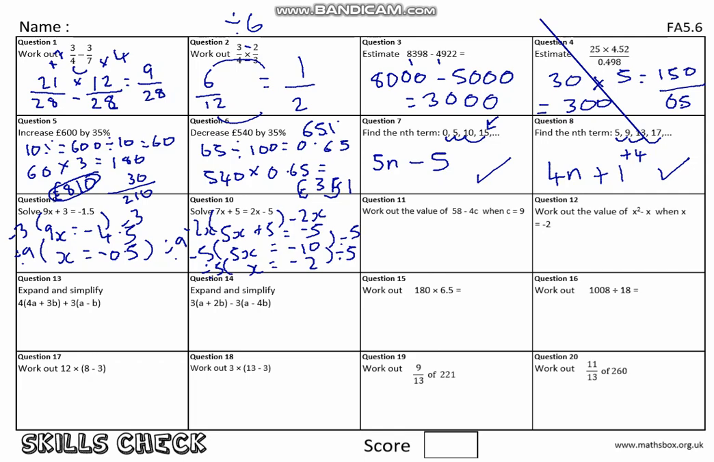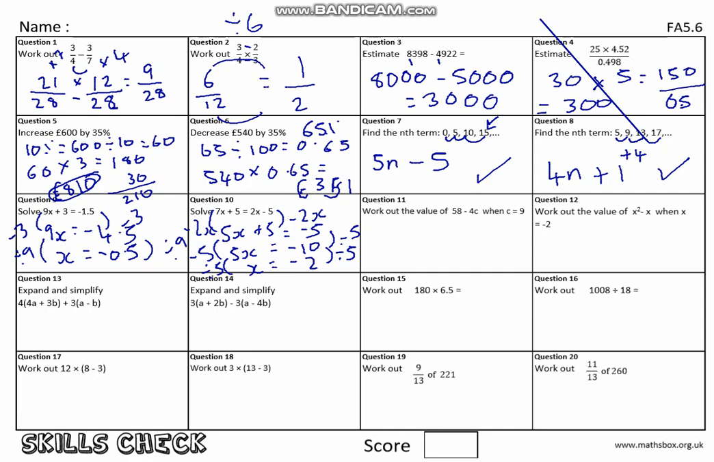Okay, welcome to video number 2. So we're on question 11, so we'll just get straight back into it. It says, work out the value of 58 minus 4c when c equals 9. So we've got a little bit of BIDMAS here, okay? So this is a multiplication, because it's 4 times c. So we're going to do that first.